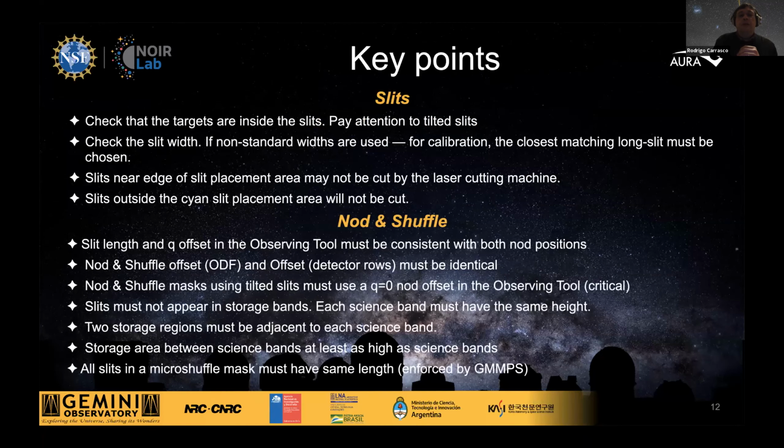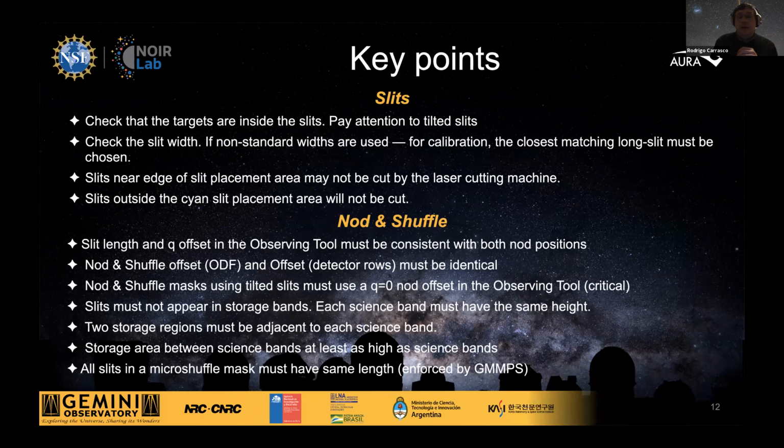Another important point is to check the slits. Check that the targets are inside the slit, of course. Pay attention, because if you see that targets are not inside the slit, or that the target in one slit is outside left and in another is outside right, there is something wrong with the target coordinates of your catalog, in the case of an external catalog.